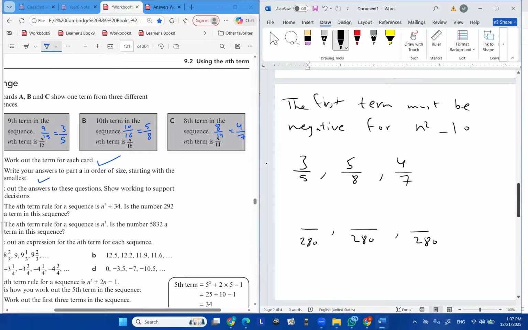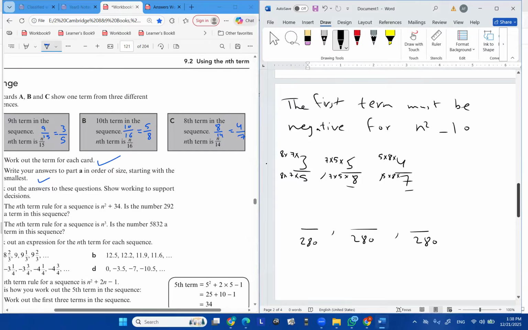I made the denominator the same. What did I multiply this by? The 5, I multiplied it by 7 and by 8. So I multiply the 3 by 7 and by 8. The 8, I multiplied it by 5 and by 7, so multiply the 5 by 5 and by 7. The 7, I multiplied it by 8 and by 5, so I'm going to multiply the 4 by 8 and by 5 too.